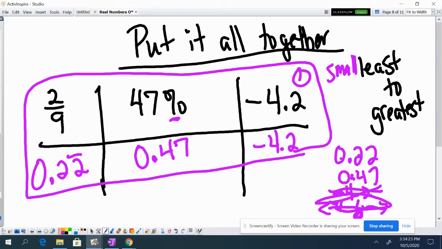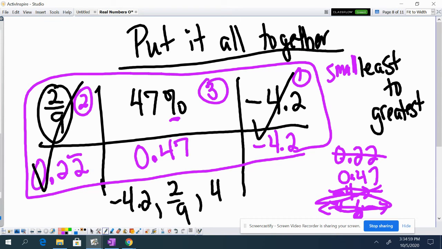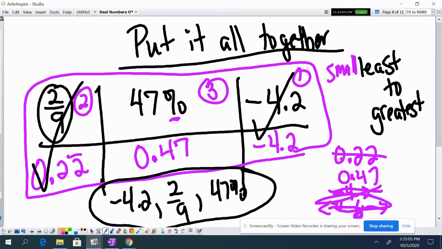And then I have either a 2 or a 4 because the zeros are in front. So this is my next smallest number. This is my biggest number. But if you remember, answers are not given in decimals, they're given with the original number, which is why I made this chart. So it's -4.2 is my first one. The second one is the fraction, okay? I used this decimal, but it's the fraction. And then 47%. So this is my answer. Got it?